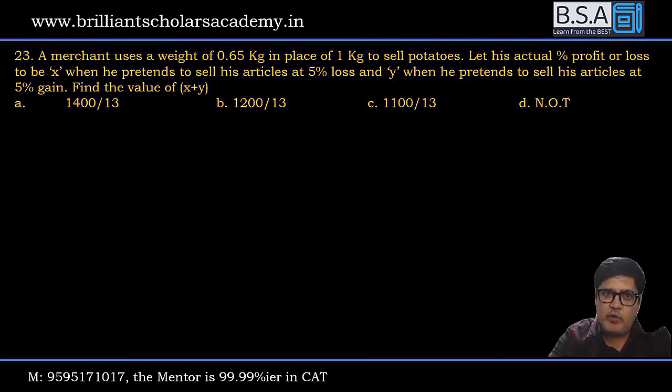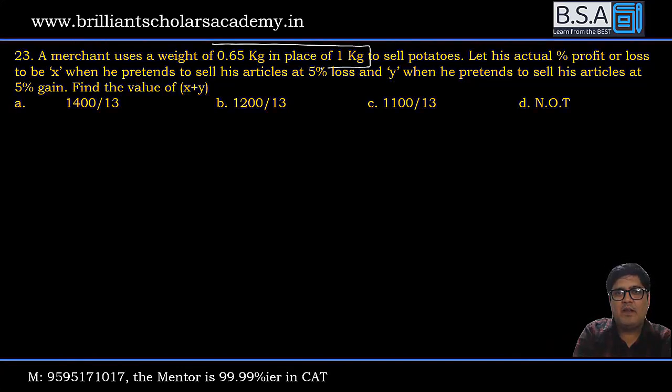A merchant uses a weight of 0.65 kg in place of 1 kg to sell potatoes. His actual percentage profit or loss be x when he pretends to sell the articles at 5% loss, and y when he pretends to sell it at a gain of 5%. What is the value of x plus y? तो ना आप ना पहले इस वाली लैंग्वेज पे ध्यान देना.